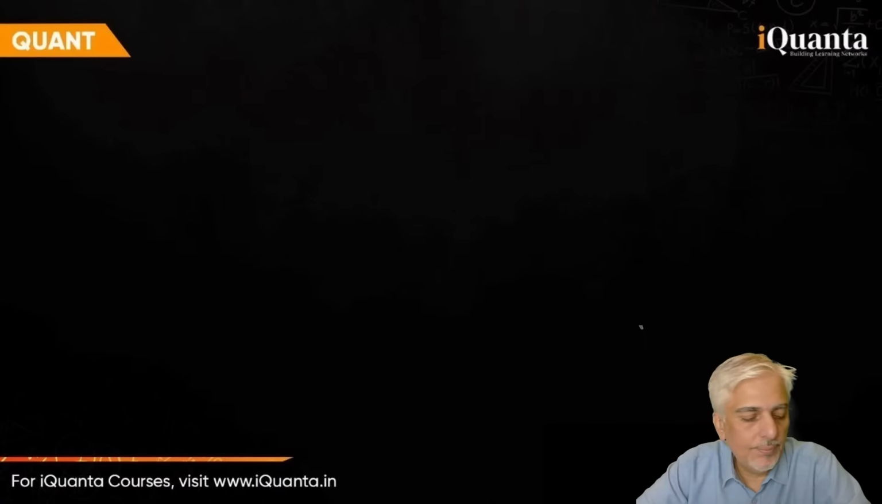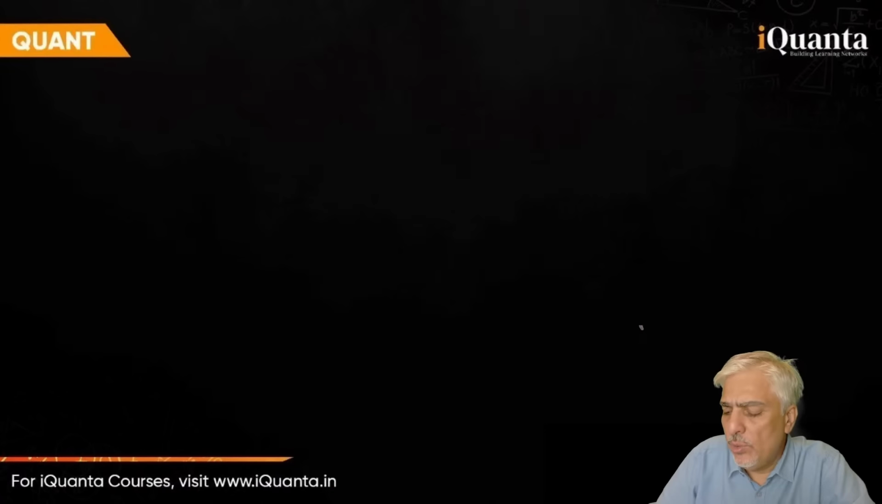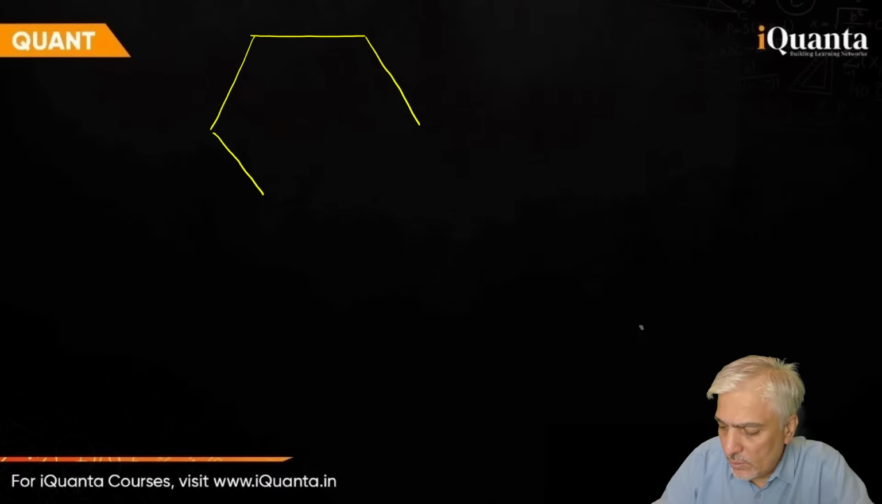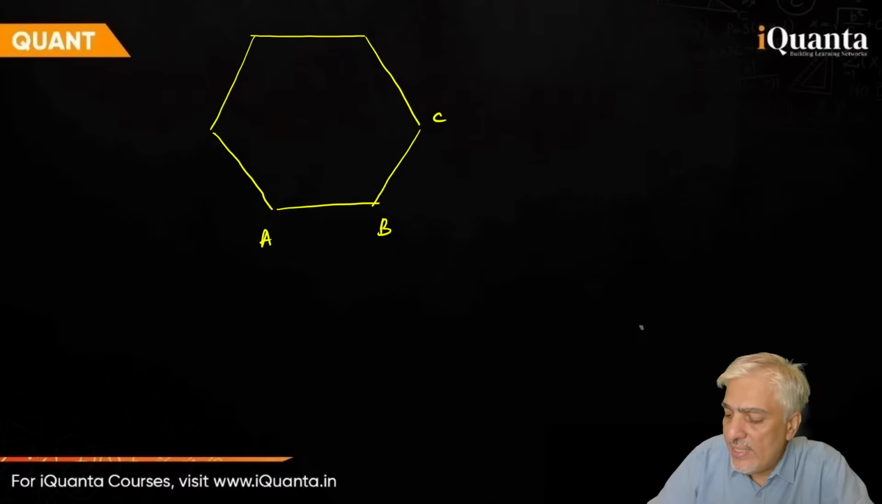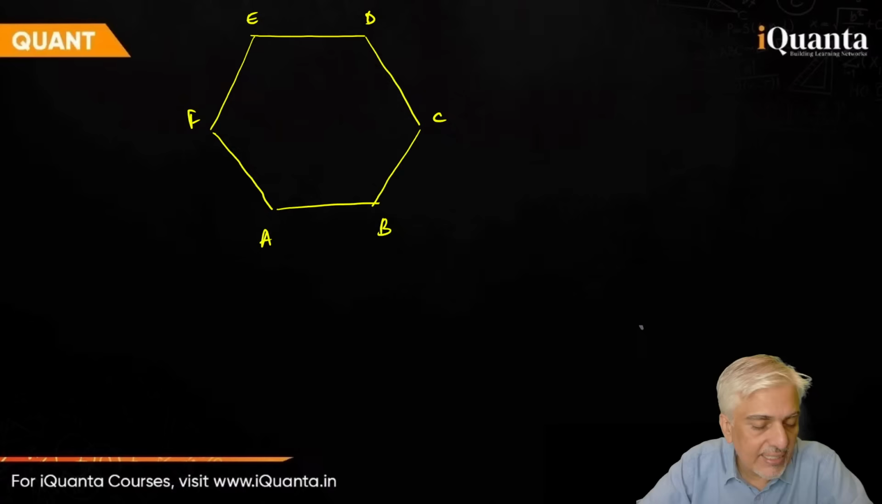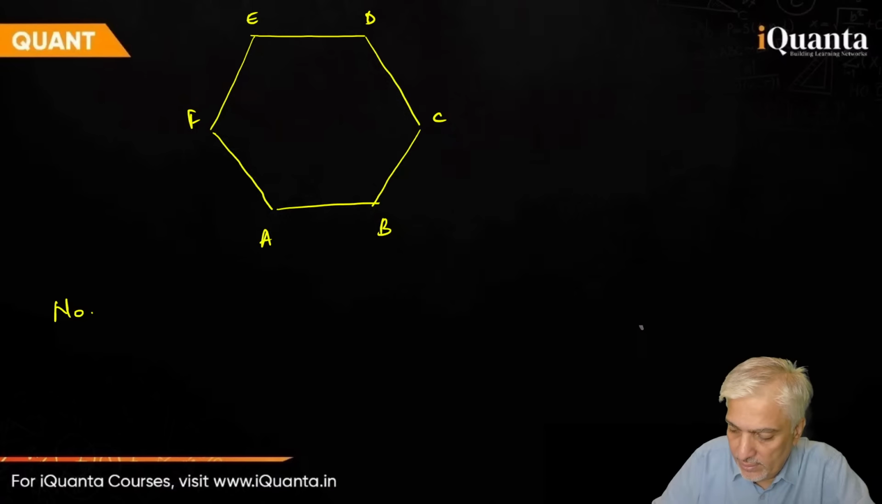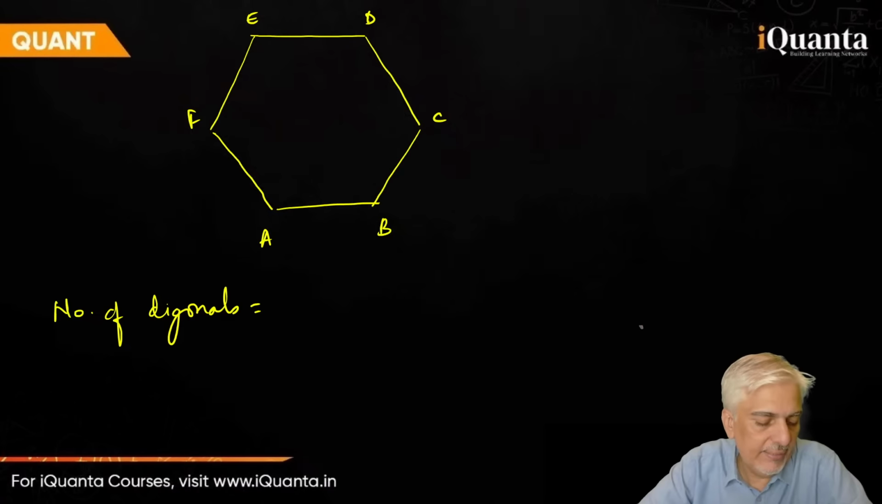What else? Basic trigonometry rules, but before that, a hexagon. Suppose I have a regular hexagon. What are the important things we need in a regular hexagon? A, B, C, D, E, F is a regular hexagon. How many diagonals does a hexagon have? Anybody? How do you go about this?